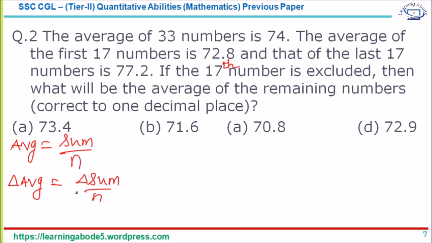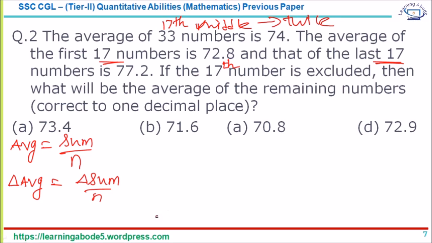The next thing is, when you add the first 17 numbers and the last 17 numbers, what you are effectively doing is this: when you have 33 numbers, the 17th number is the middle number. When you are adding the first 17 and the last 17, you are adding the middle number twice.